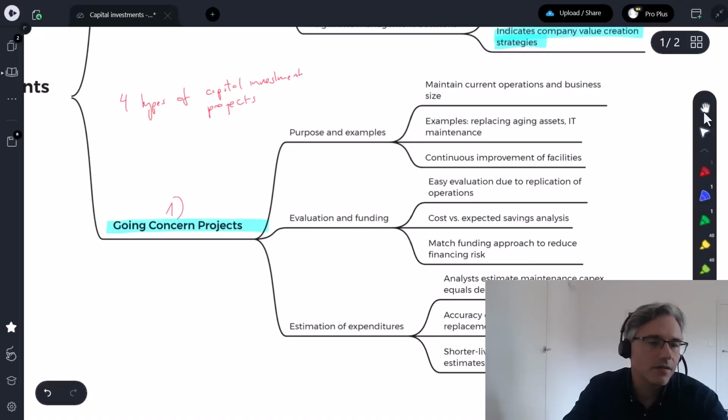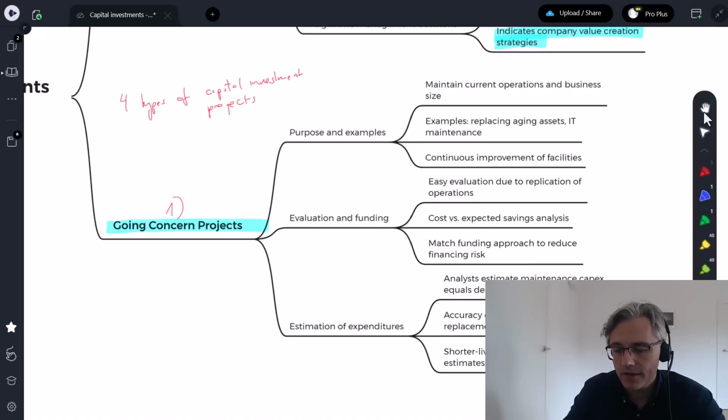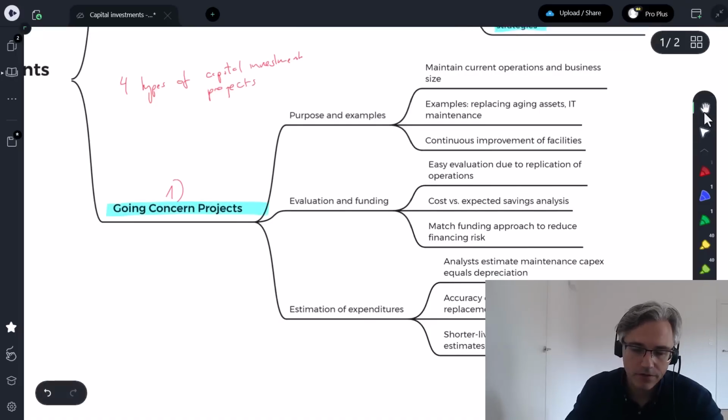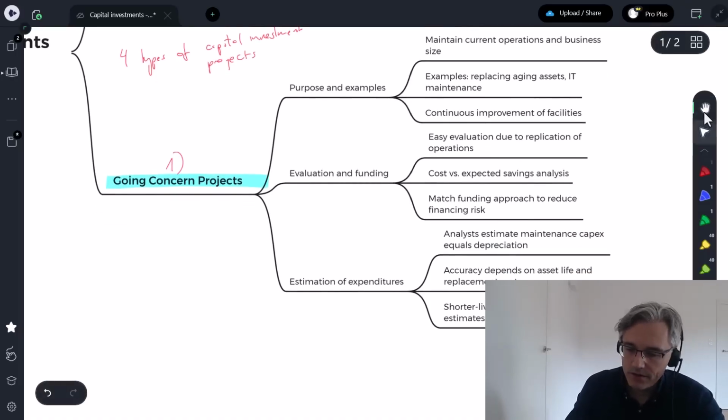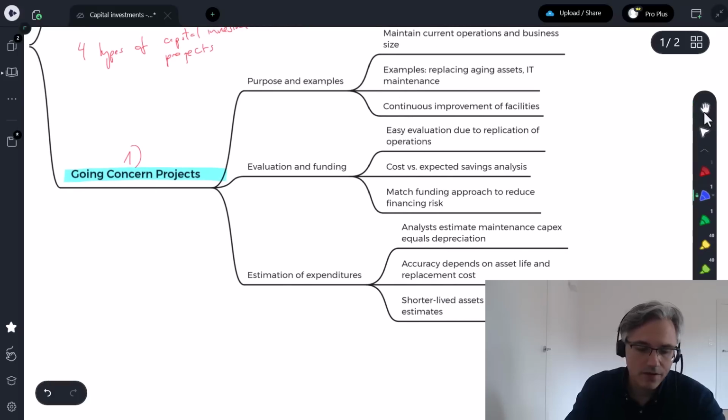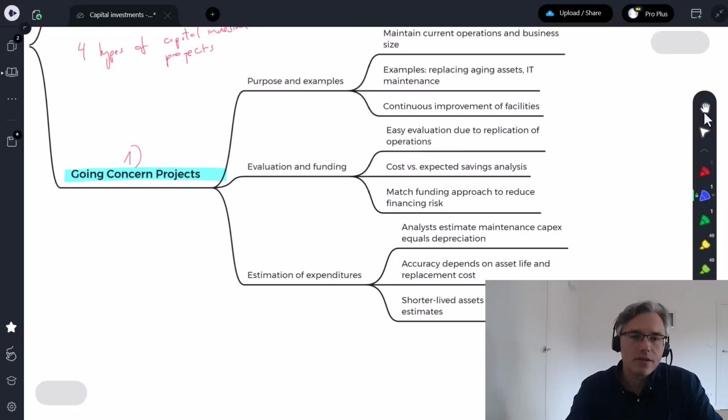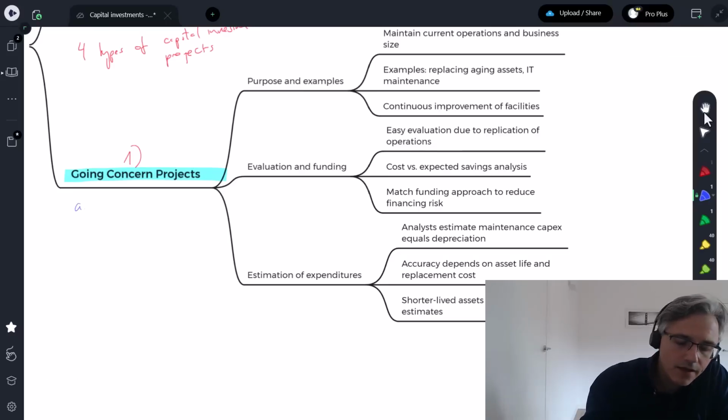Now, most of this is going to be absolutely self-explanatory and simple, I think. So don't waste too much time on this. Just watch this once and it should suffice. Going concern projects, also known as maintenance capital expenditure.